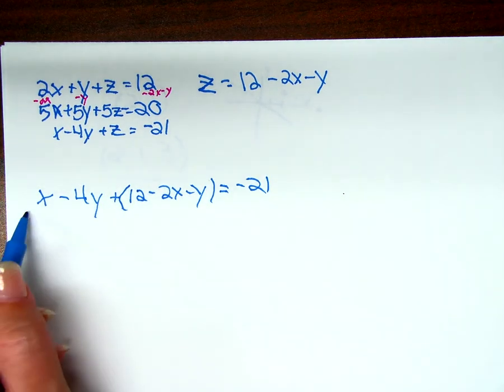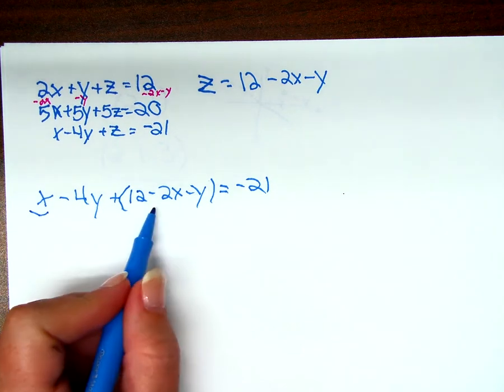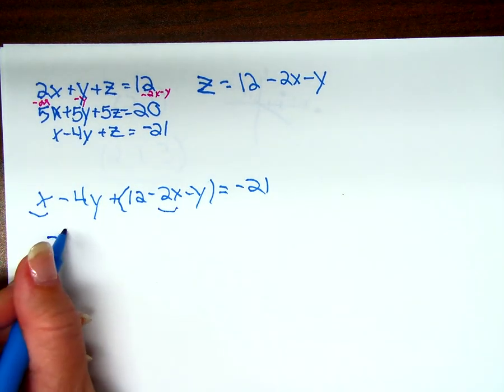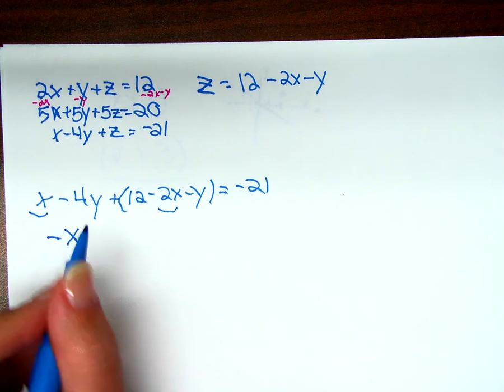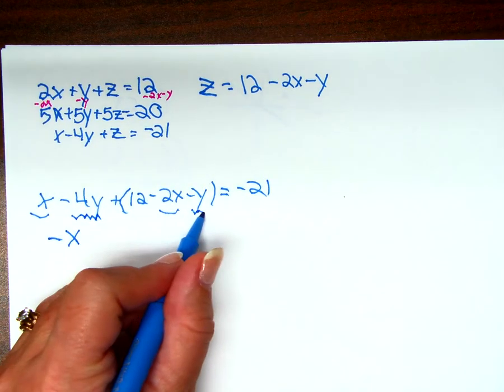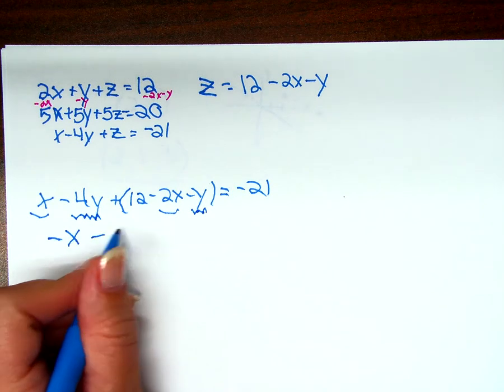Combine your like terms. I have an x and a negative 2x. So that gives me negative x, and then I've got a negative 4y, and I've got a negative y. So negative 5y.